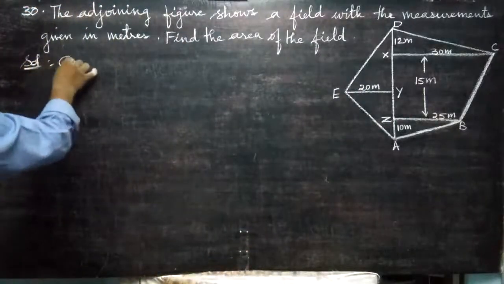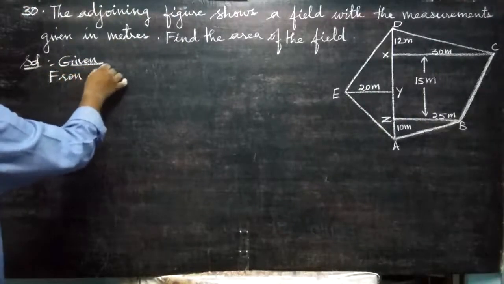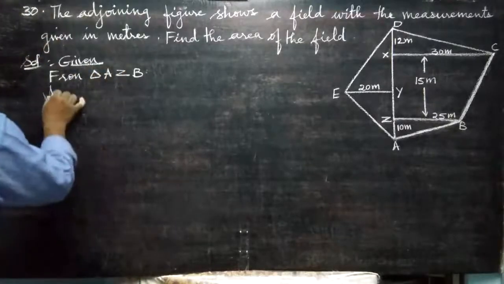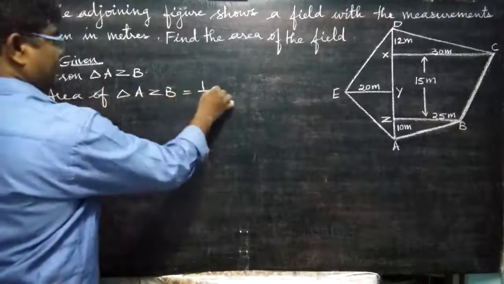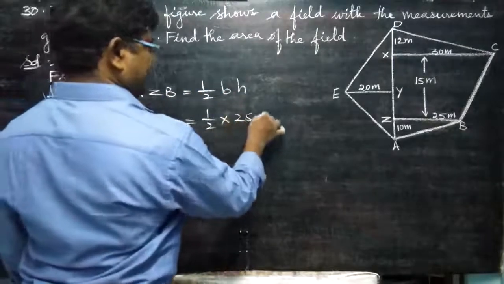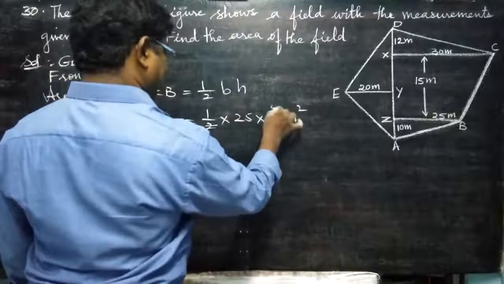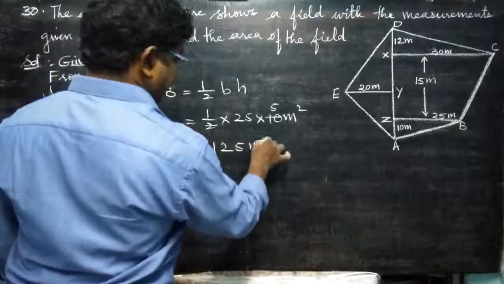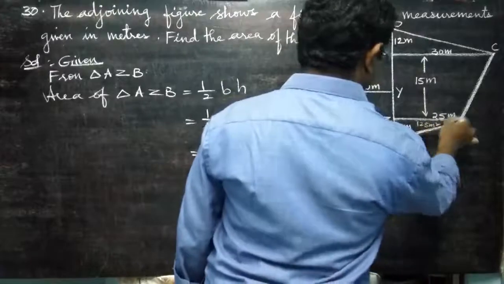Solution. First, triangle AZB. AZB is a triangle. Area of triangle AZB. We know the formula, half base into height. Half into base is 25, height is 10 meters square. 2 goes here in 10 5 times. 25 5s are 125 meters square. So we got the first one as 125 meters square.